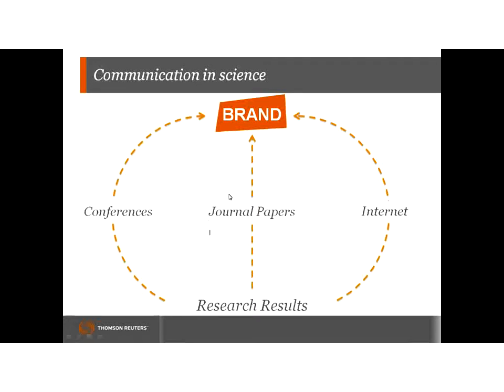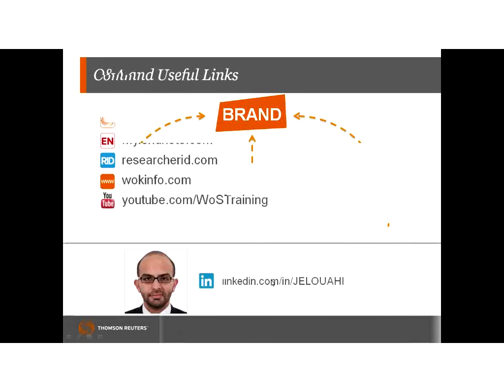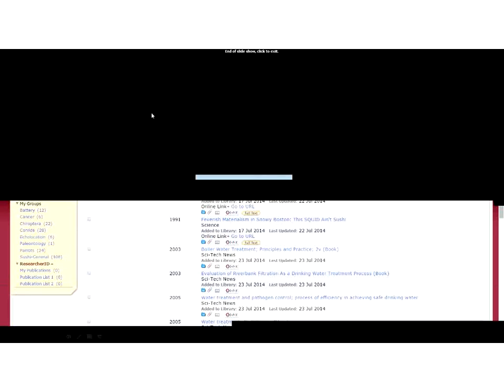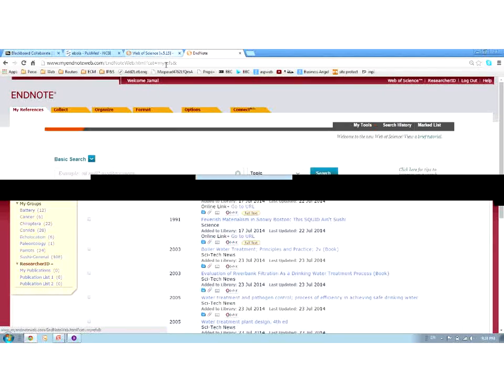So we talked about conferences and journal papers in Web of Science and Journal Citation Reports. So you have research results, but you need to write something in order to publish or to present, and you need to write them in a certain way. These are some links that I'll send you later, and this is my LinkedIn if you want to keep in touch. So let's go back to the portal.